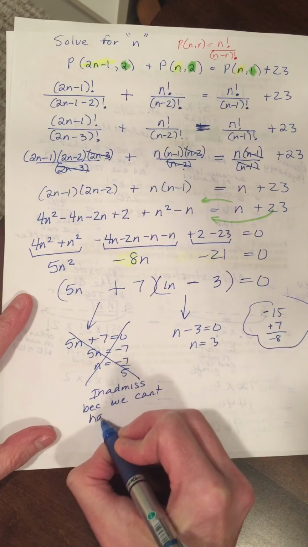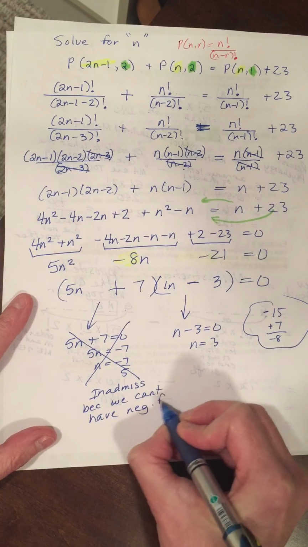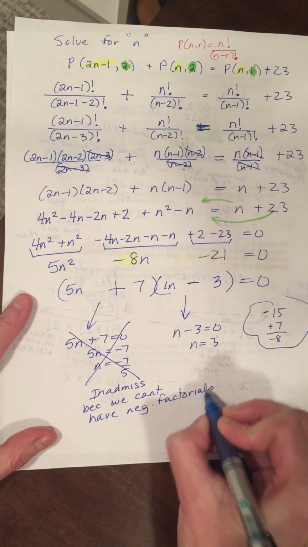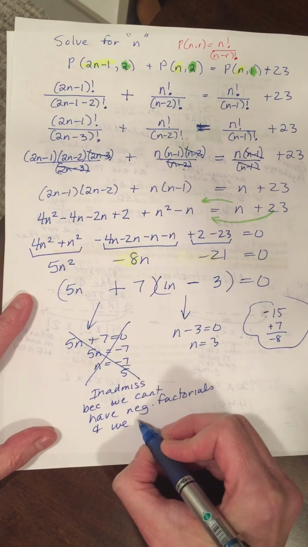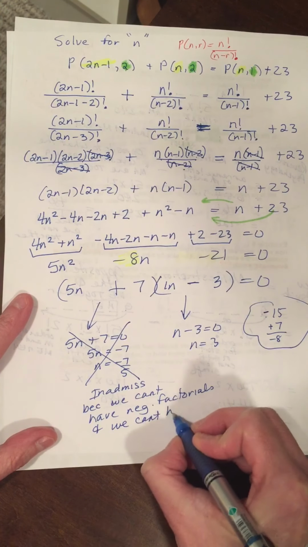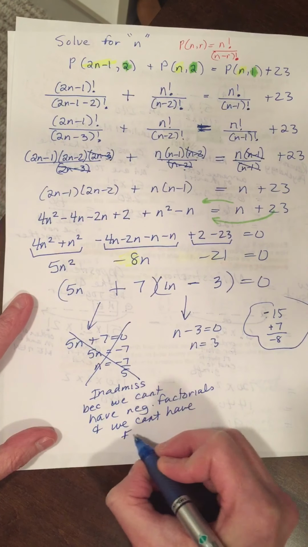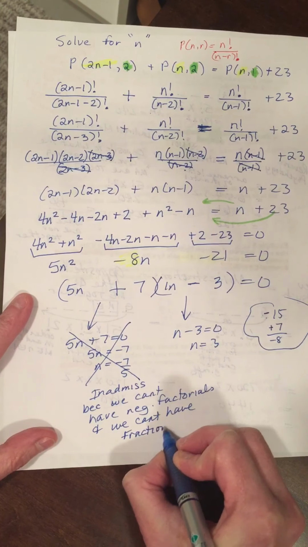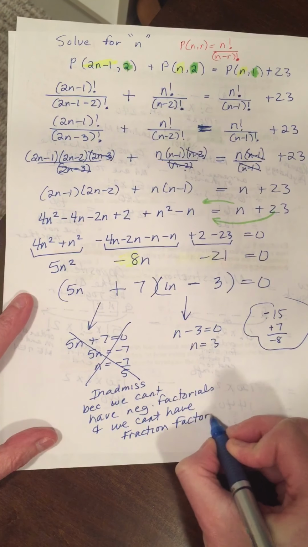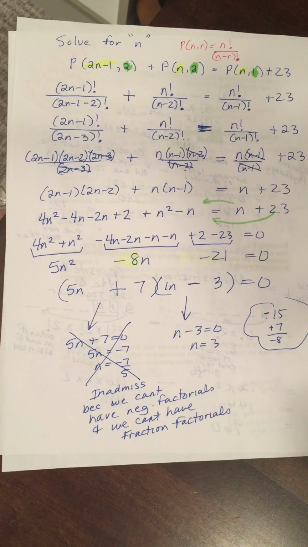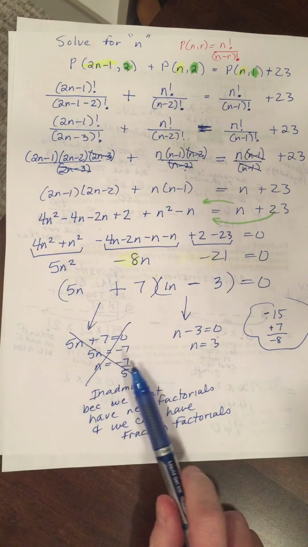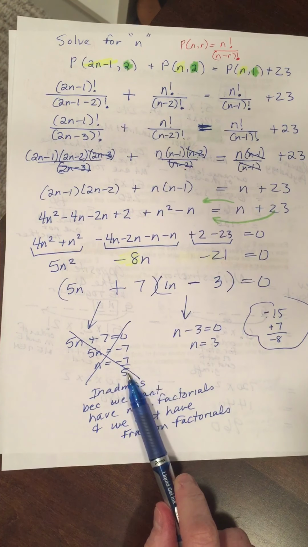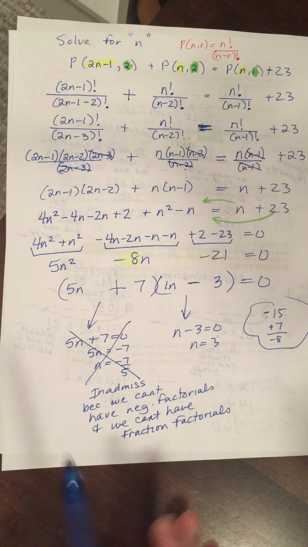Why is it inadmissible? We can't have negative factorials, and we can't have fraction or rational factorials. So this particular option is being eliminated immediately on two accounts. First, because it's a negative, and secondly, because it's a fraction. So I hope this example helps you with some of the tougher ones that you've been faced with. Thank you.